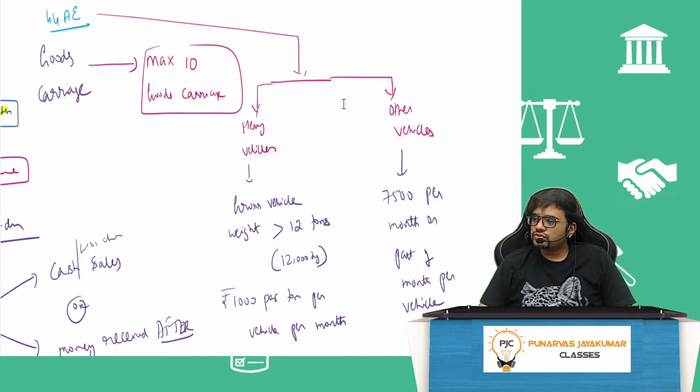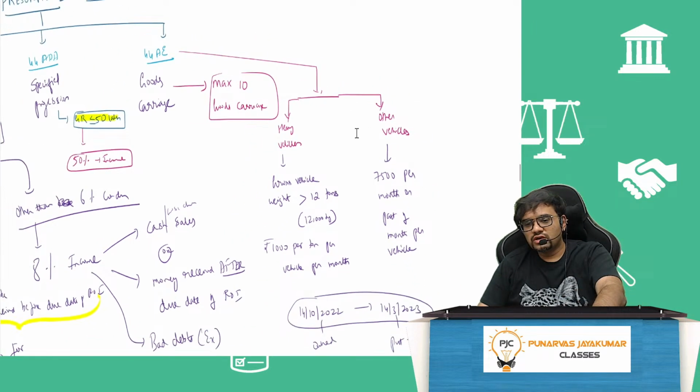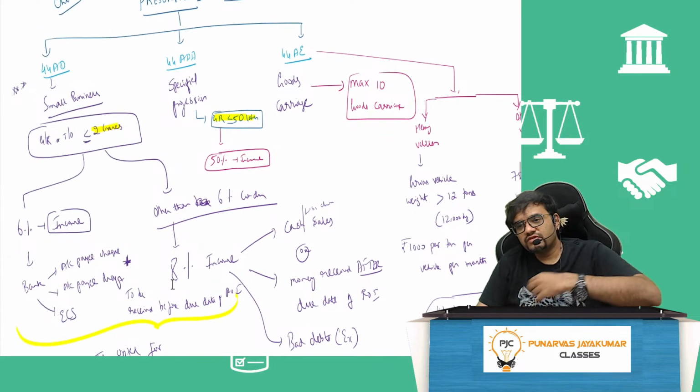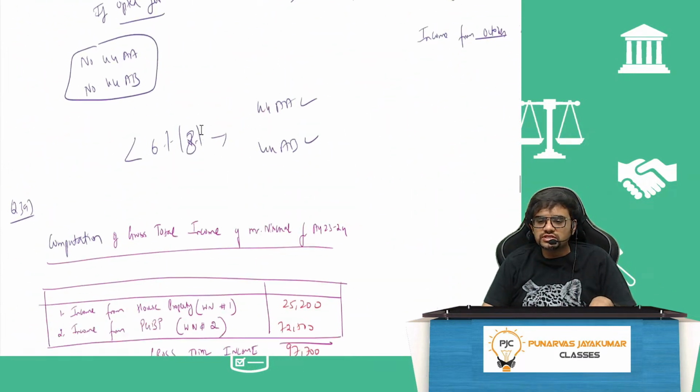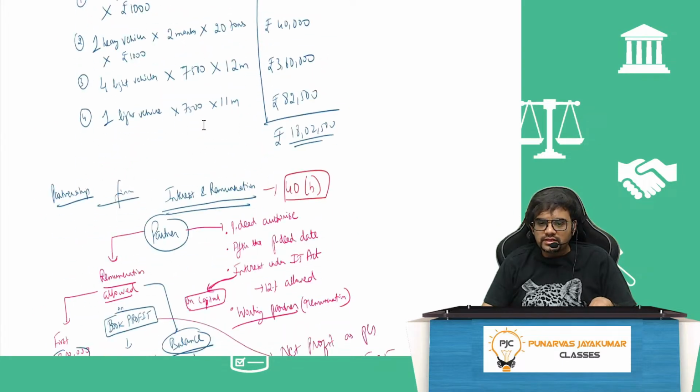I can either choose to do this or I can go the normal way by maintaining accounts. If you opt for presumptive taxation, you will not get any other benefit. No 32, 35, all those things you cannot claim. That is regarding that.